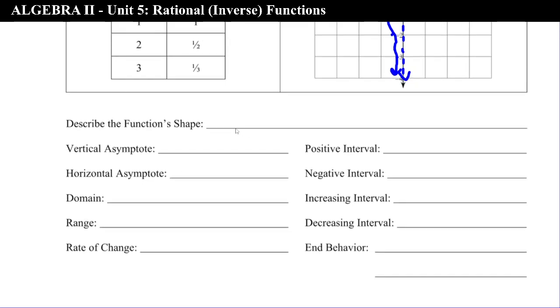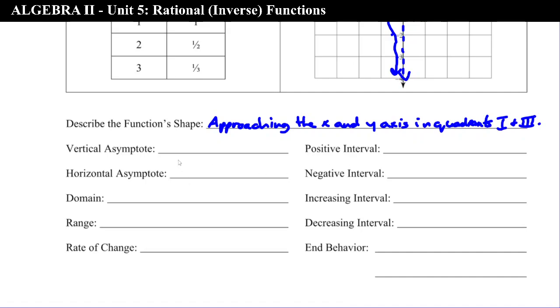We're going to describe it as approaching the x and y axis in quadrants 1 and 3.